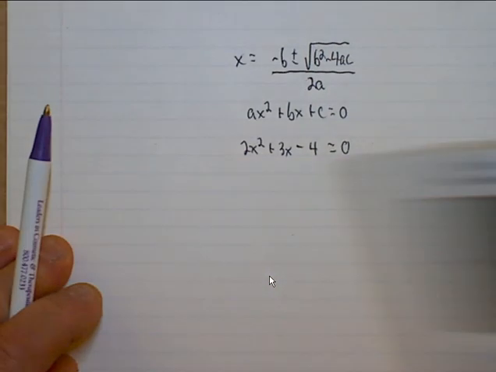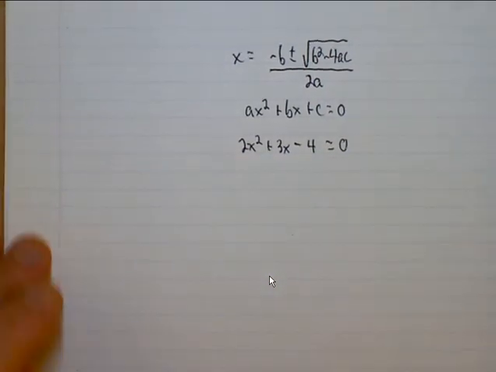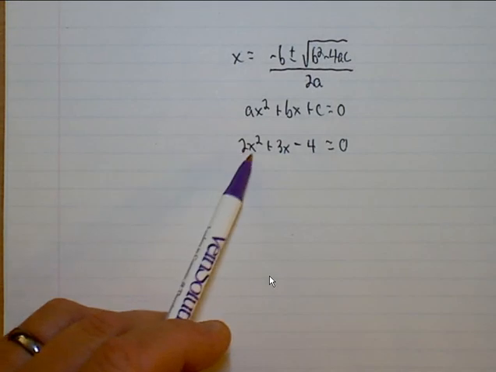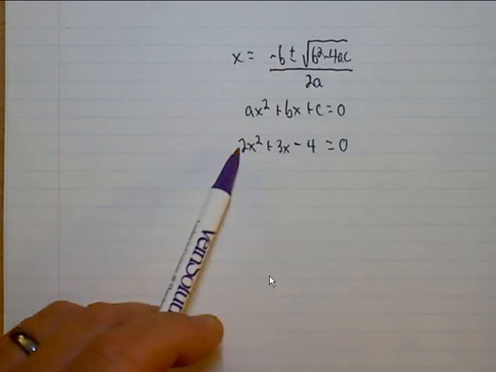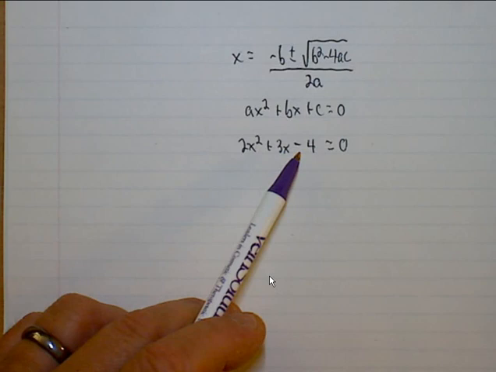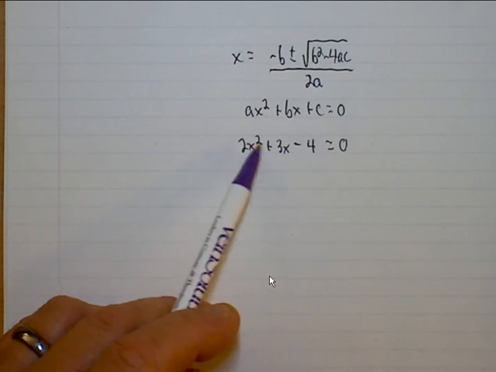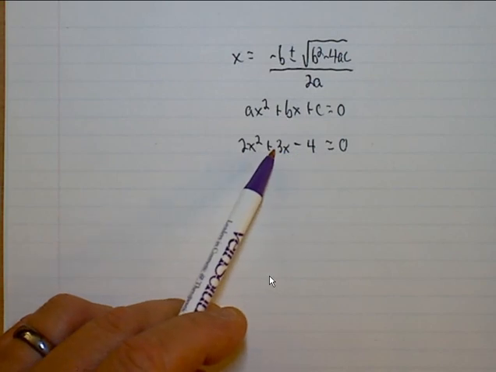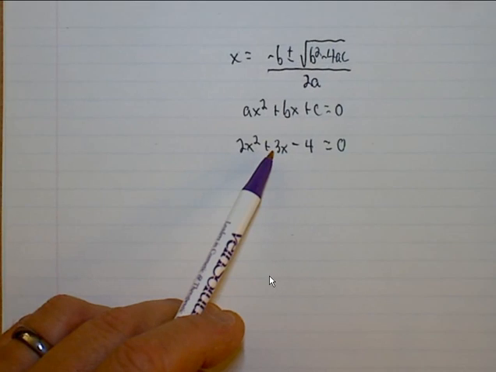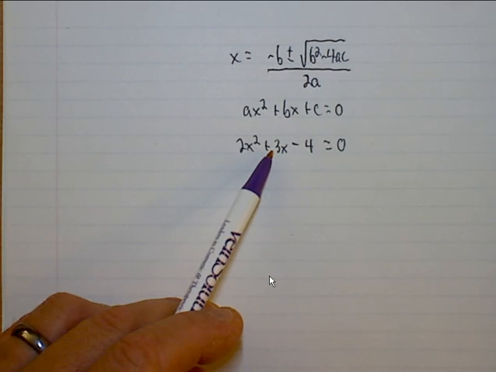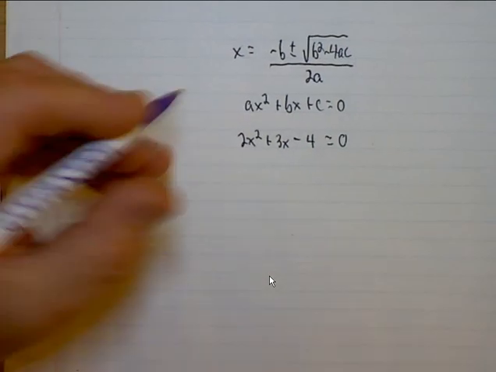Here it is. Okay, for this problem, you can check and see if it'll factor. What's 2 times negative 4? Negative 8. Are there factors of negative 8 that add up to 3? Let's see, factors of negative 8. You got negative 8 and 1, 8 and negative 1. No. You got 2 and negative 4, and negative 2 and 4. No, it doesn't work. So we're going to have to use the quadratic formula.